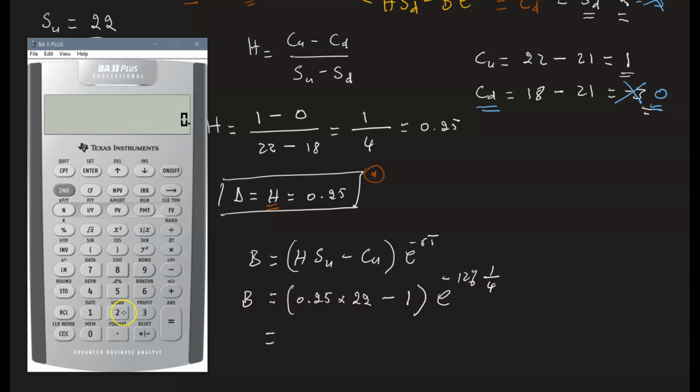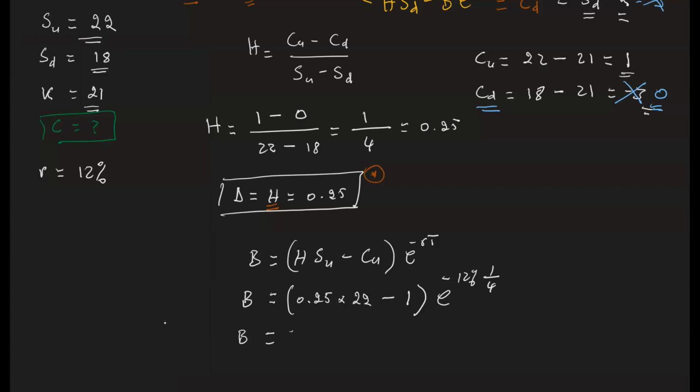Next, what we're going to do is 22 multiplied by 0.25, that's equal to 5.5, minus 1, that's equal to 4.5, and we're going to multiply that by what we stored. So we're going to multiply this value here by recall 1 equal. So that's going to be 4.367. So B is going to be equal to 4.367. That's going to be B for us.